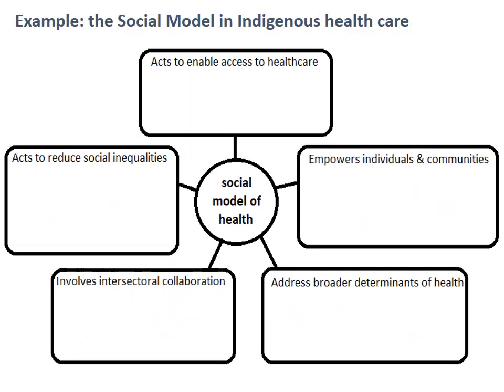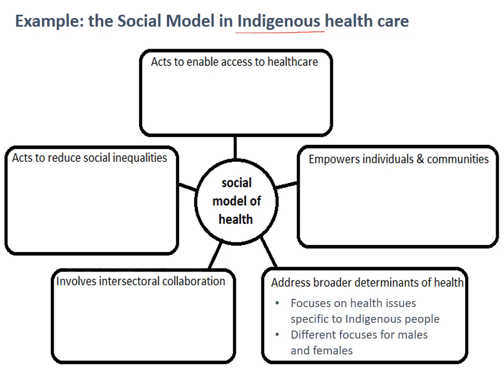All right, so let's look at, say, the social model of health in Indigenous healthcare. And this is going to be a really simple example. There's not a lot of detail here, but I just want to give you a bit of an example of what each of these might look like. Now we're going to start actually down the bottom right here. Like I said, it's not in any particular order, but part of the social model is that it addresses different factors or different areas of health.